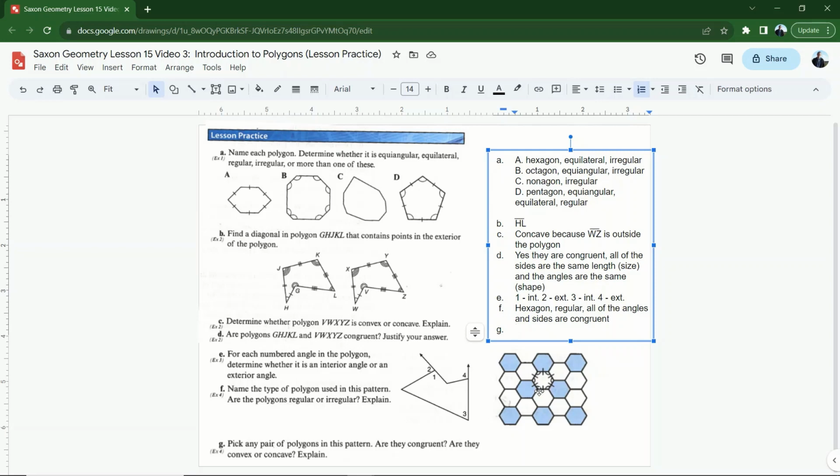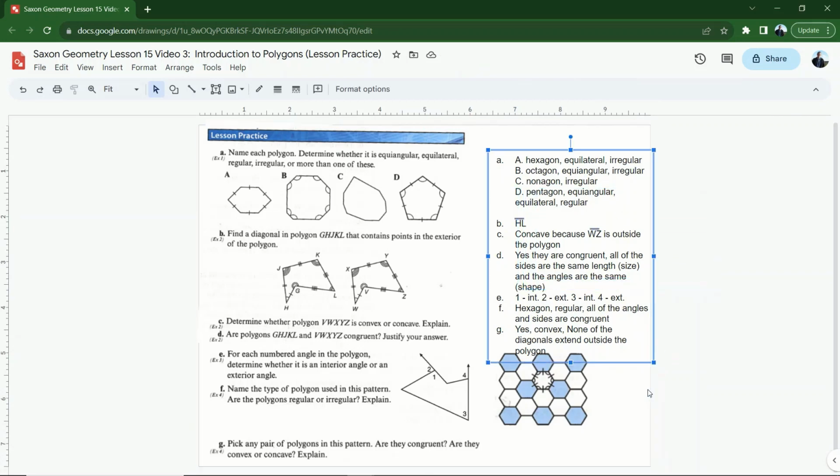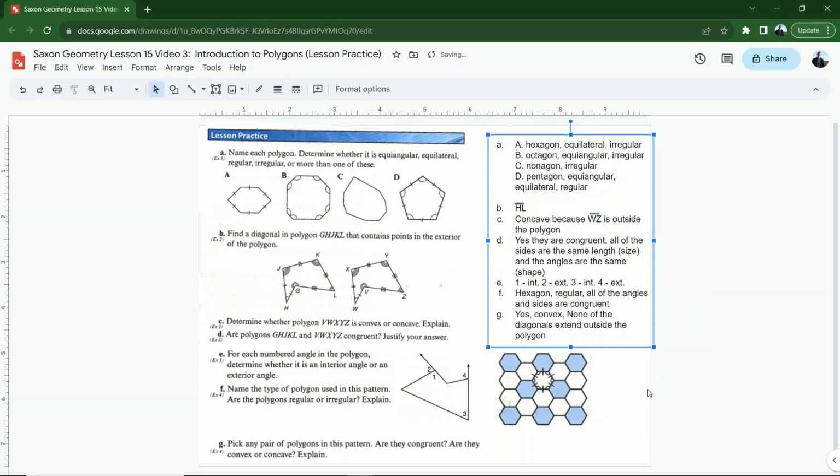So pick any pair of polygons. Are they congruent? Yes. Are they convex or concave? They are convex. None of the diagonals extend outside of the polygons. And then explain. I think I'm being asked to explain the second part. None of the diagonals extend outside the polygon. If I had to explain the first part, I would explain that they are congruent because all of the sides and angles have to be congruent, and therefore the shape and size of the polygons are the same.